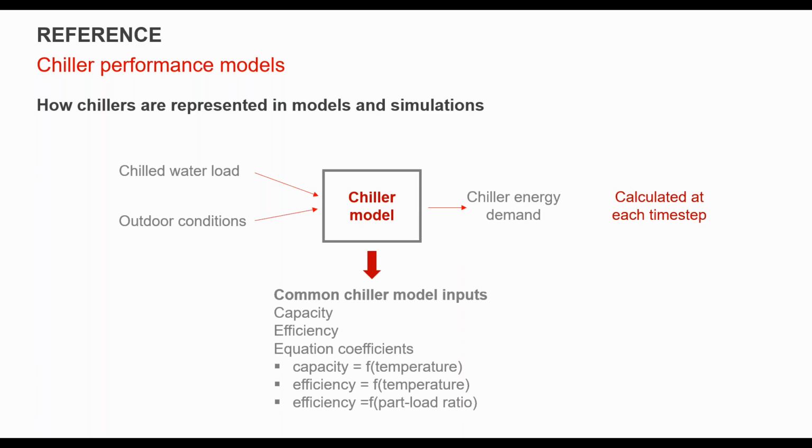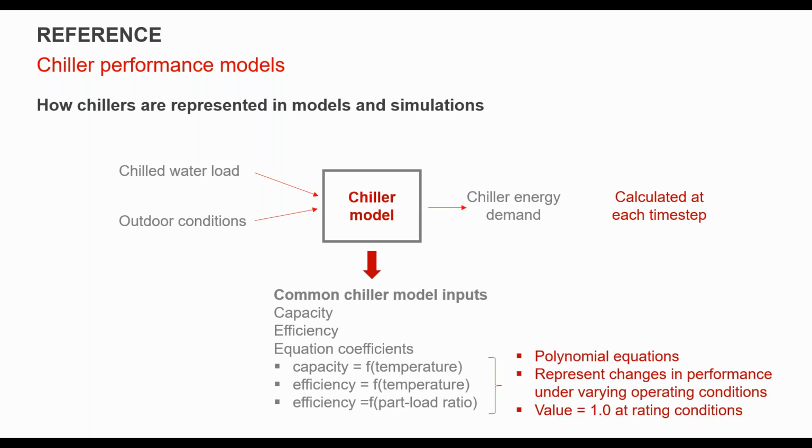And so what goes into that model? You'll generally need the capacity, so how many tons, how many BTUs per hour, the efficiency, and then you'll need to look at what happens to those inputs, capacity and efficiency, at different temperatures and different part load ratios, right? A chiller is going to see lots of different operational parameters, different outdoor conditions, particularly for an air-cooled chiller, and lots of different part load performance. So these equations tend to be polynomials, and again, they represent changes in performance under the varying conditions.